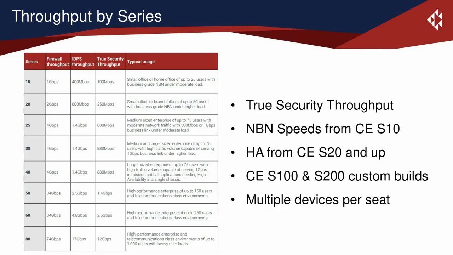Again, true security throughput is when we have all of the features turned on. Not like competitors where they say we've got a line speed of 10 gigabits per second because that's what it says on the network card. We actually go and put monitoring and filtering on top of that, and we say this is what the actual practical throughput is.